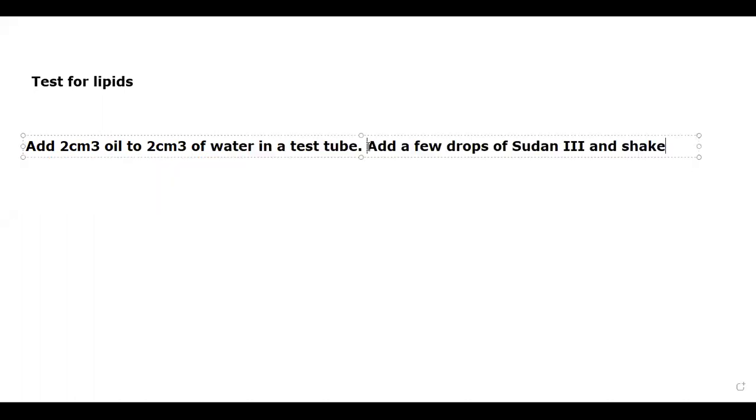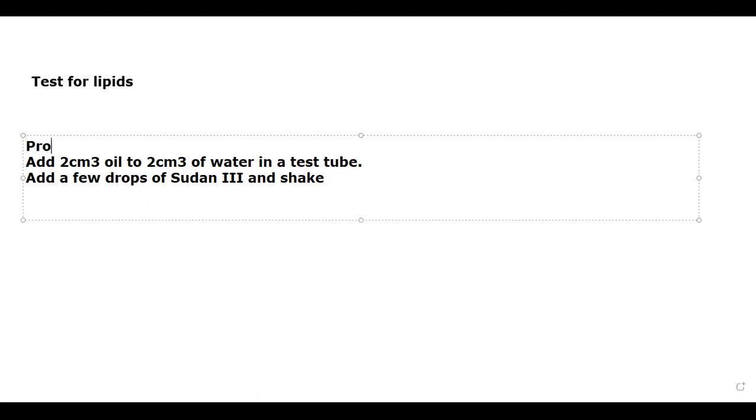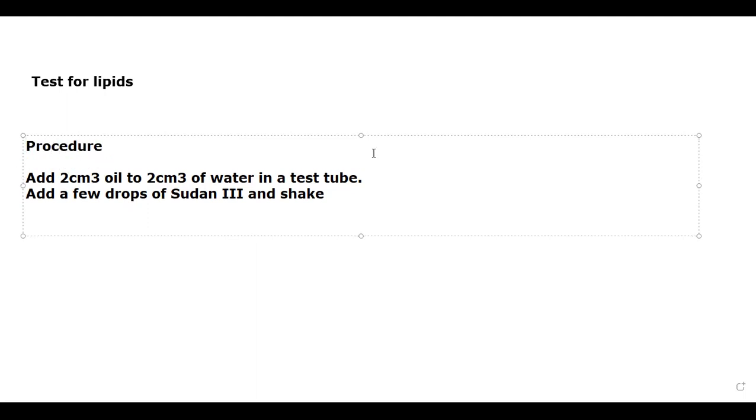So what is the experiment? Add 2 cubic centimeter of oil to 2 cubic centimeter of water in a test tube. Here oil will be staying where? Above or below? Above. Add few drops of Sudan 3 and shake. This is the procedure. If this is the procedure, what is your observation?